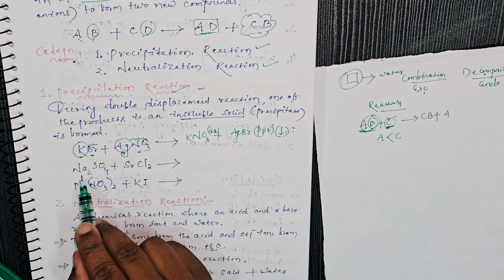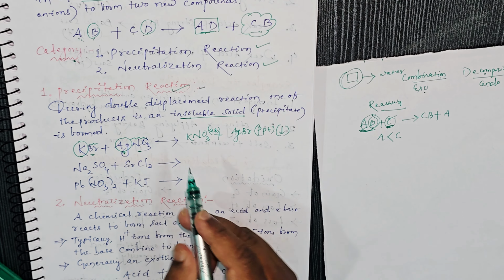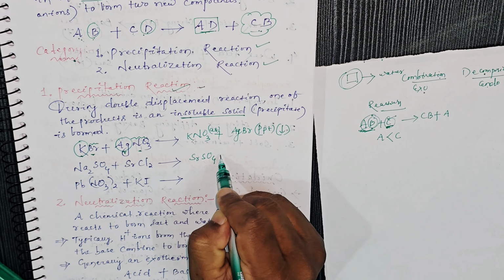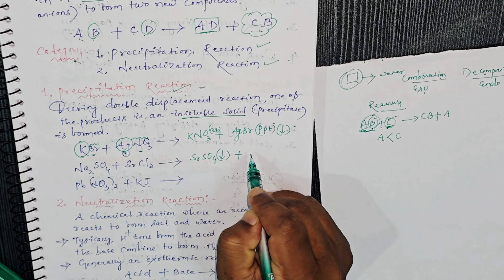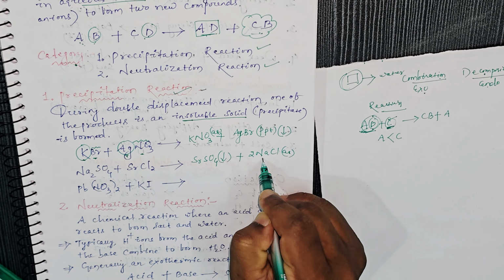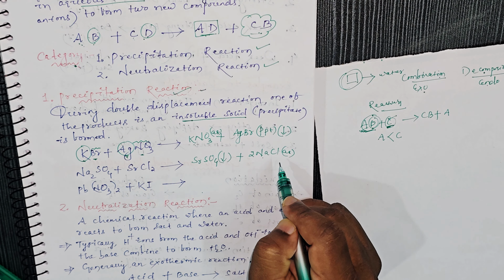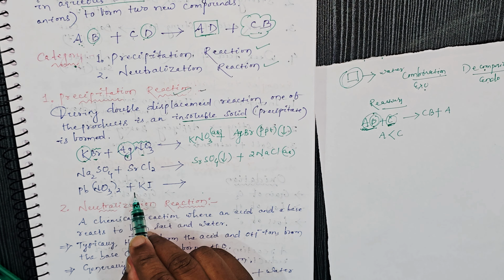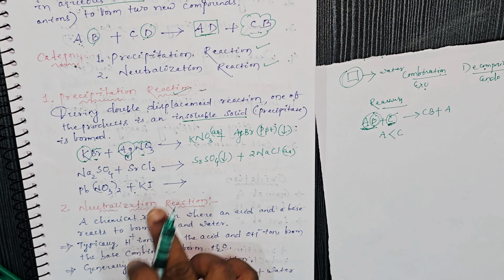Another example, sodium sulfate plus strontium chloride. It gives rise to strontium sulfate, which is your precipitate, and sodium chloride. This is aqueous, because sodium chloride is an aqueous solution, or soluble in water. I hope this is clear. This example I hope you can do, otherwise let me do it in the comment section.